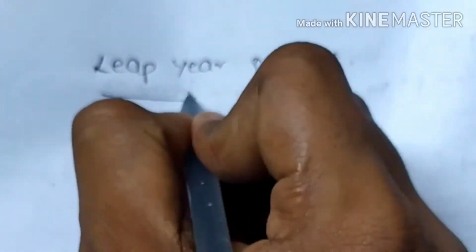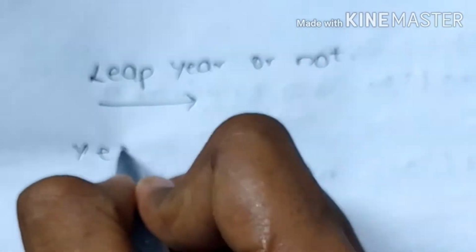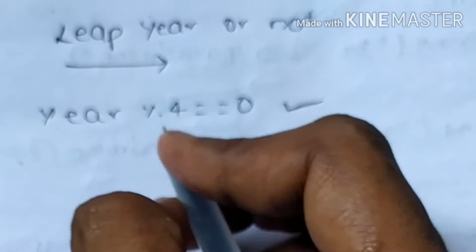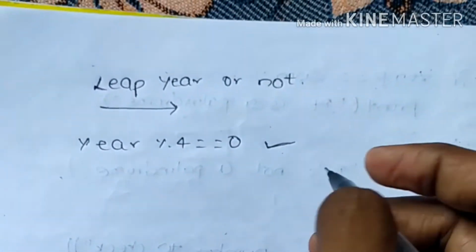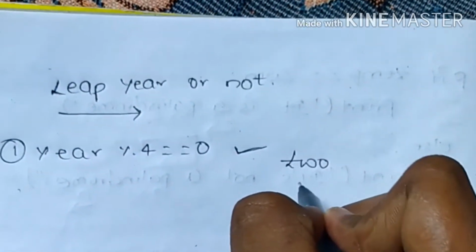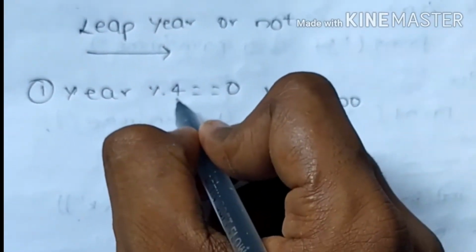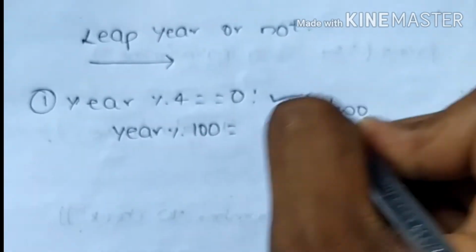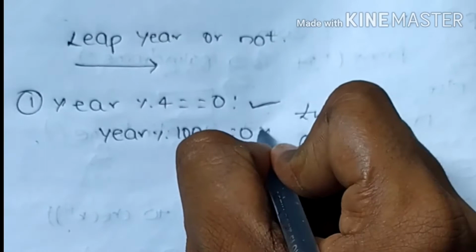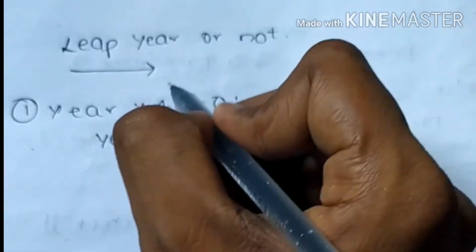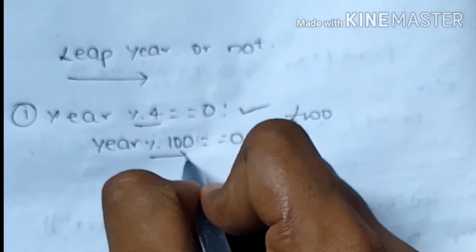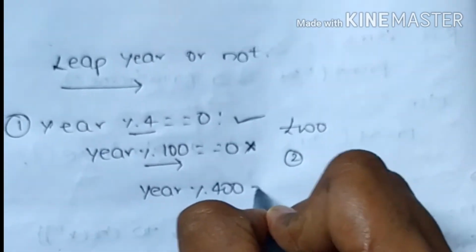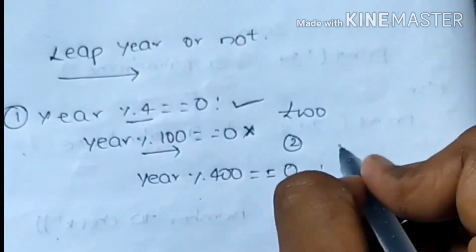First we have to know the concept of a leap year. If the year is divisible by 4 and we get the remainder equal to 0, then it is said to be a leap year. But we have to check two more conditions. If the year is divisible by 4 and also divisible by 100, with the remainder equal to 0, then it is not a leap year. In that case we have to check another condition: if the year is divisible by 400 with the remainder equal to 0, then it is said to be a leap year.